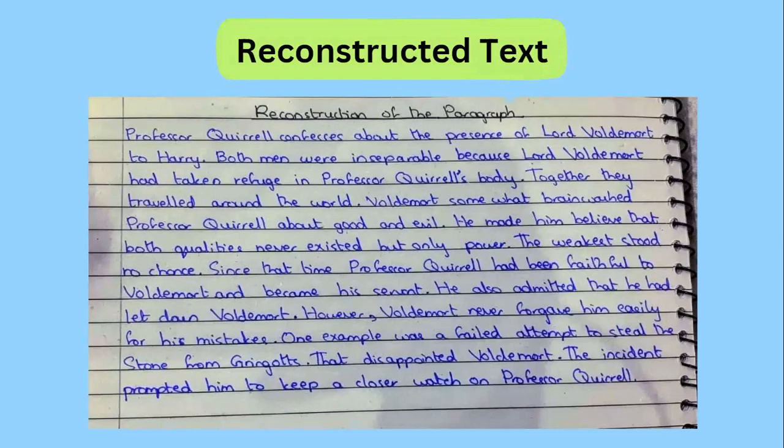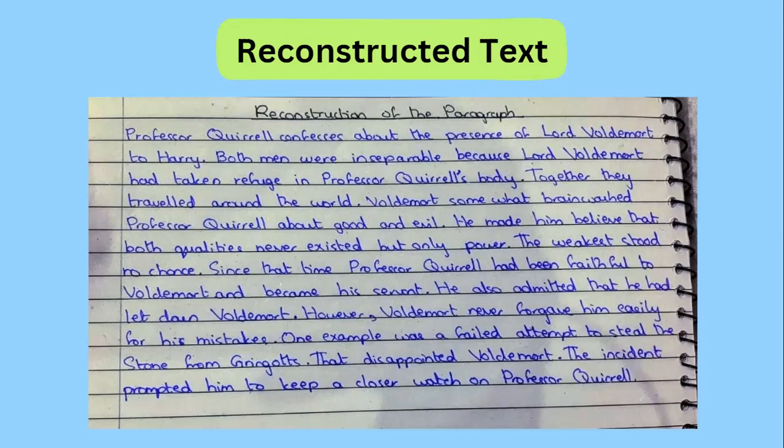Professor Quirrell confesses about the presence of Lord Voldemort to Harry. Both men were inseparable because Lord Voldemort had taken refuge in Professor Quirrell's body. Together, they traveled round the world, and Voldemort somewhat brainwashed Professor Quirrell about good and evil, and he made him believe both qualities never existed, but only power. The weakest stood no choice. Since that time, Professor Quirrell had been faithful to Voldemort and became his servant.